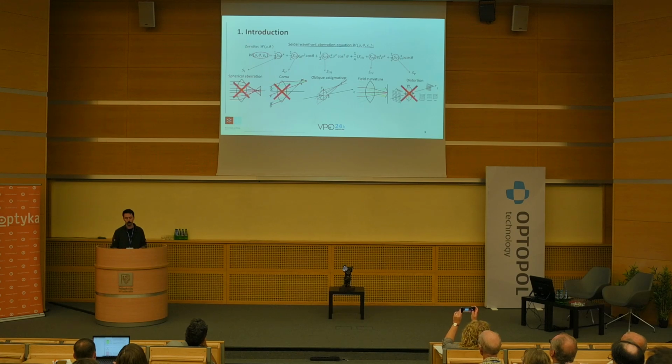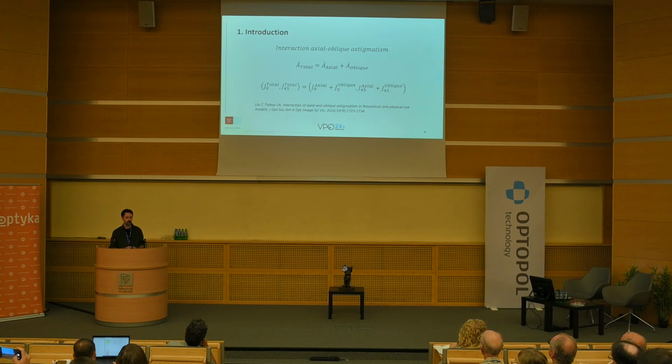For sure, for the refraction, we will be using oblique astigmatism and field curvature. So, here is also the point of the interaction between axial and oblique astigmatism that is nicely explained in the paper of Tao Liu and Larry Thibos, which we will be using, because with this interaction we can split the contribution of the astigmatism into the axial astigmatism and the oblique astigmatism.